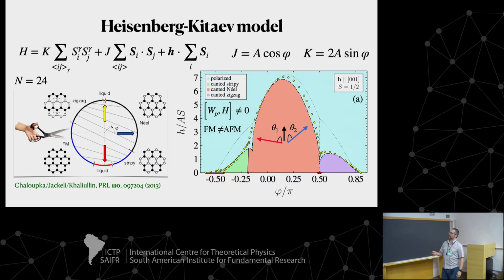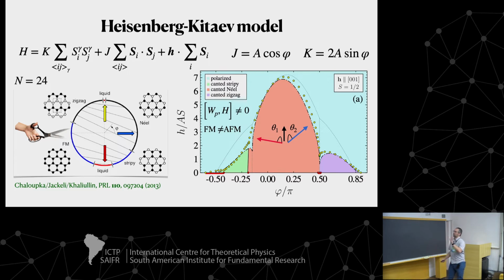What we did was basically repeat this study, using exact diagonalization for a small cluster of 24 spins, but now applying a field. Okay, so now we apply a magnetic field. So basically, we cut this phase diagram, and now along the x-axis we vary the angle, and on the y-axis we put the field.